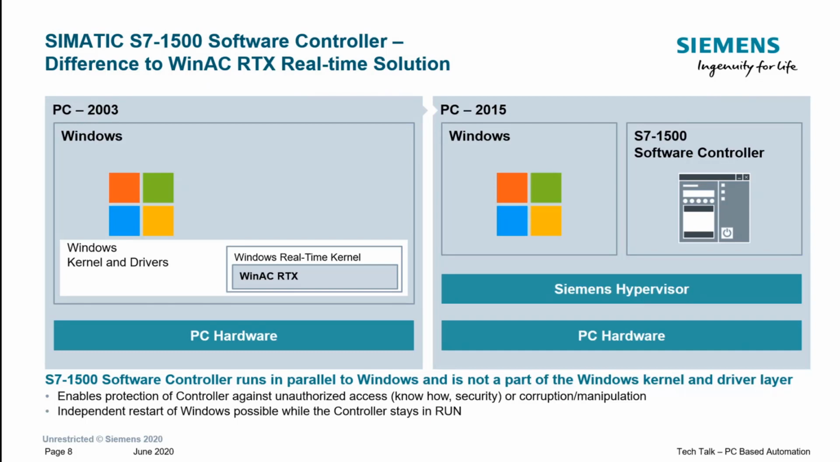PLC safe. Now, this slide here, what it's depicting is how Siemens have done this in the past and how we now do it with this new S7 1500 software controller, or not so new anymore. So on the left-hand side of this screen, where it says PC 2003, in 2003, Siemens launched WinAC, which was akin to an S7 400. You programmed it in Semantic Manager, but it was a software controller.